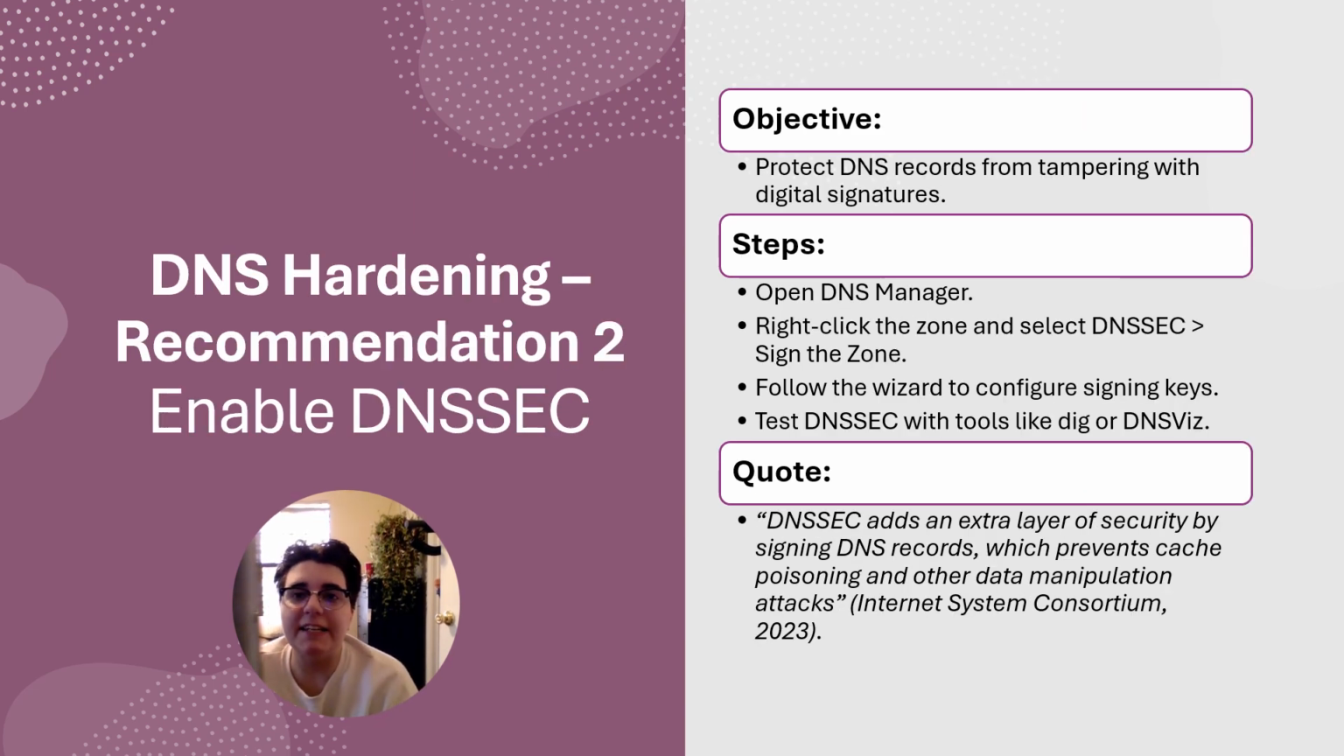The next step is enabling DNSSEC. This adds cryptographic signatures to the DNS records, allowing clients to verify that the data hasn't been tampered with. DNSSEC protects against cache poisoning attacks, where attackers inject false DNS records. By implementing DNSSEC, you add an important layer of trust to your DNS infrastructure. Now let's move to the final DNS hardening recommendation.